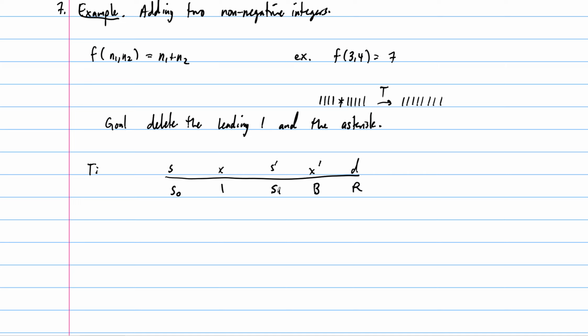So it changes the state to S1, and it changes the symbol from a 1 to a blank. So there we've deleted the 1, the extra 1. The extra 1 is gone, right?